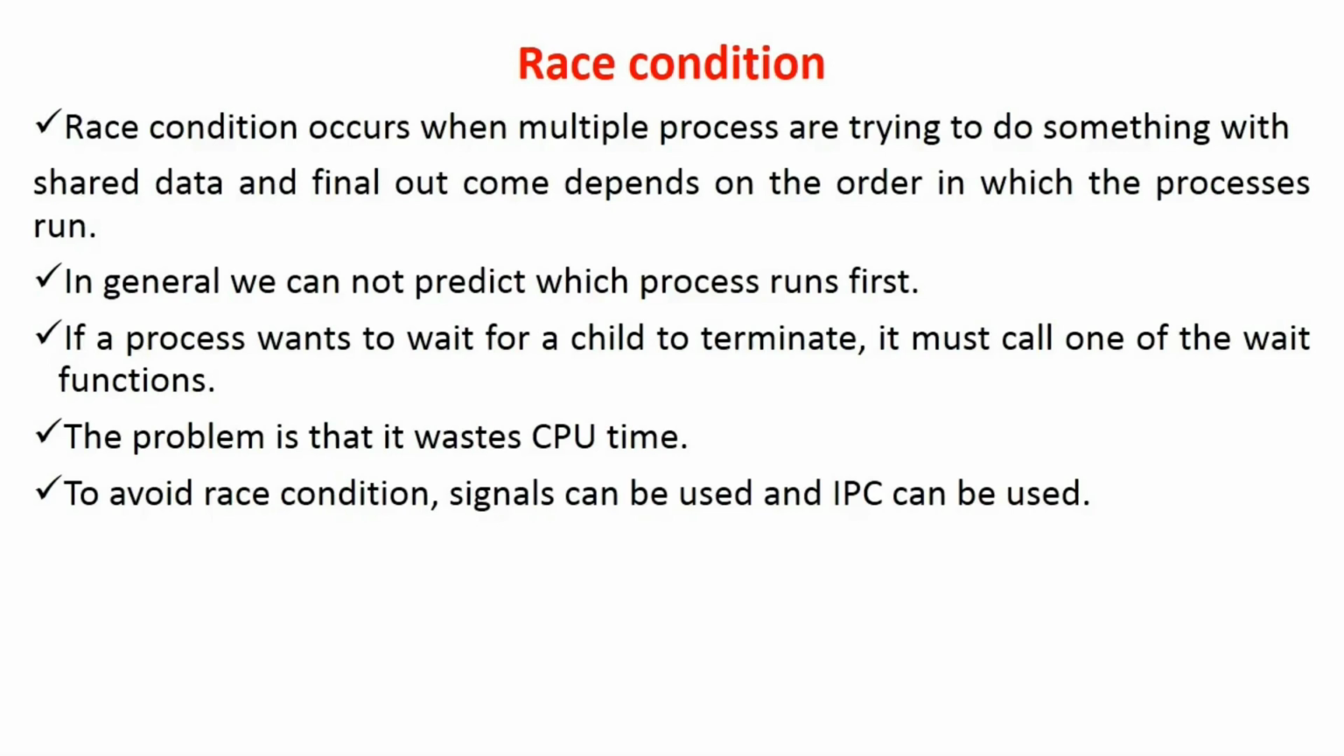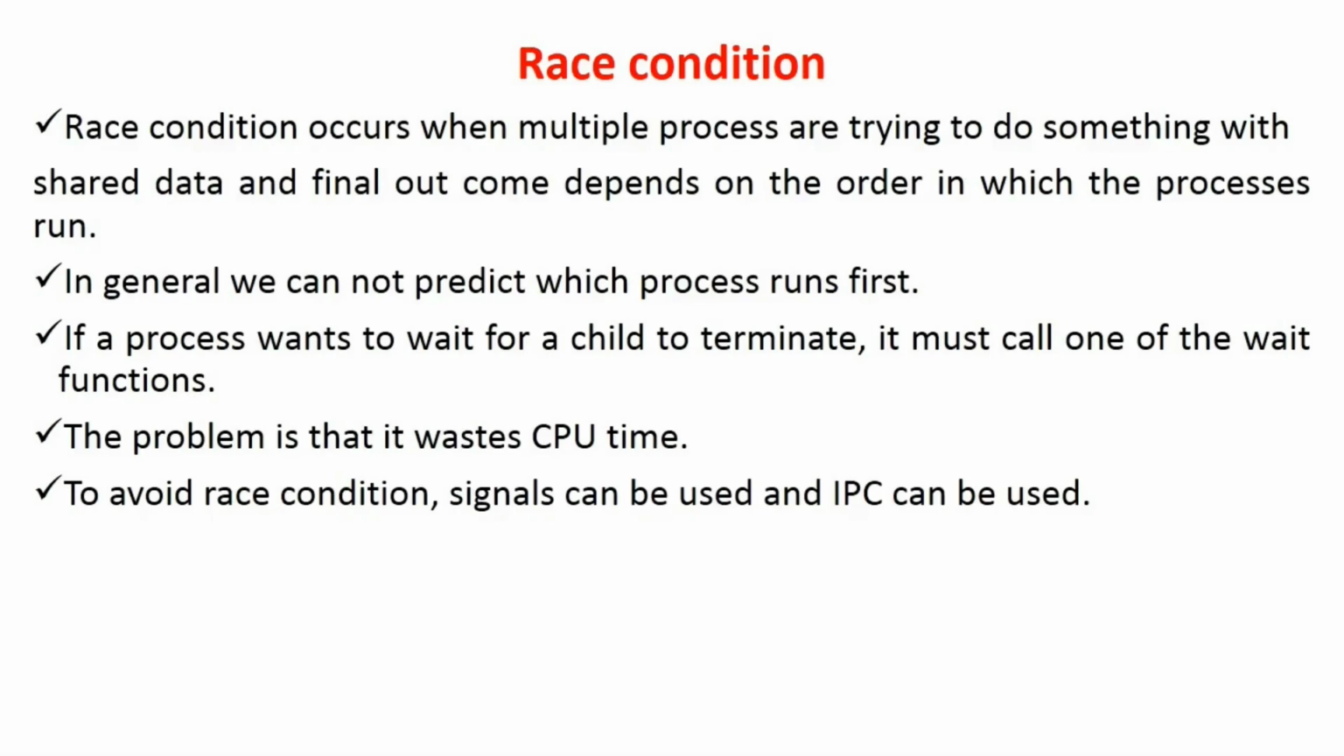That is the race condition, the race between two processes to acquire the data and utilize it to complete the task. The outcome depends on the order in which the processes are executed. The first process may get some data and the second process may get some other data, but the process doesn't get the complete data required. That is the race condition. In general, you cannot predict the outcome, that is, which process runs first.